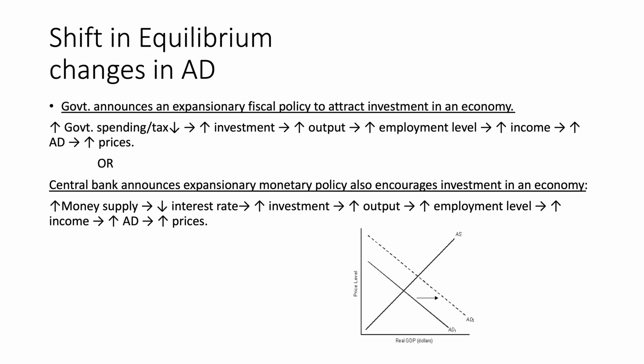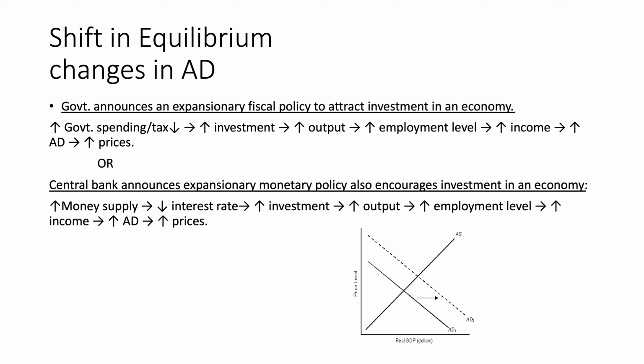Now we want to know what the factors are that can affect aggregate demand or aggregate supply. So if the government announces an expansionary fiscal policy to attract investment, the objective is given over here, which is to increase the investment.